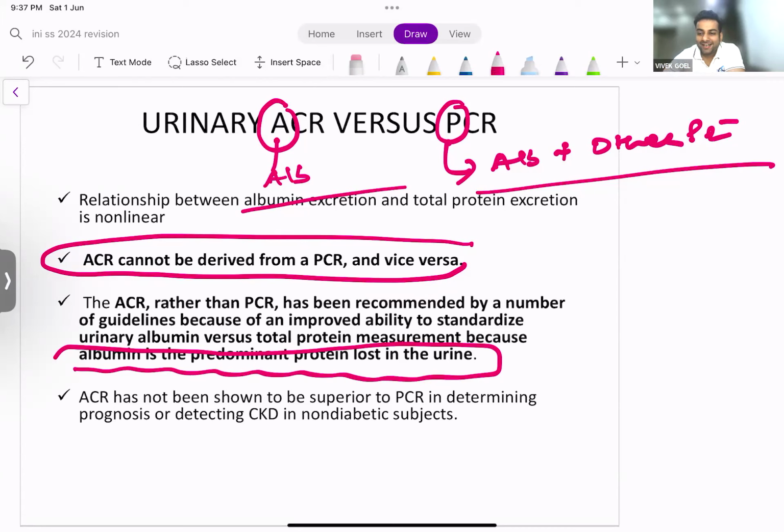So if it's a non-diabetic patient, or if you suspect a non-selective proteinuria, say an FSGS patient or a membranous nephropathy patient, always do a urine PCR. I hope this is clear to all of you.